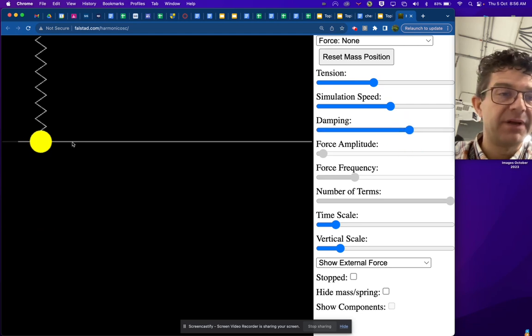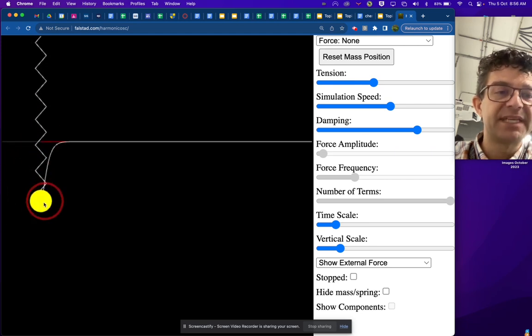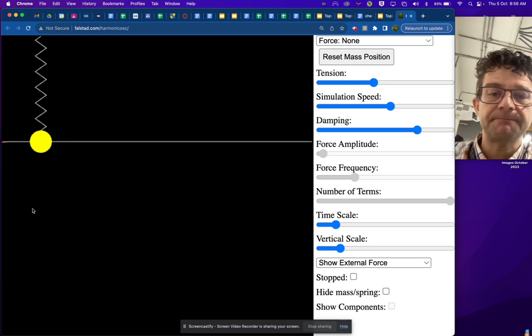We turn up the damping a little bit more. Maybe you can barely see it cross equilibrium. Turn it up a little bit more. And that would probably be considered the critically damped case for this. Okay? Having observed that critical damping, we're now going to go to the second question.